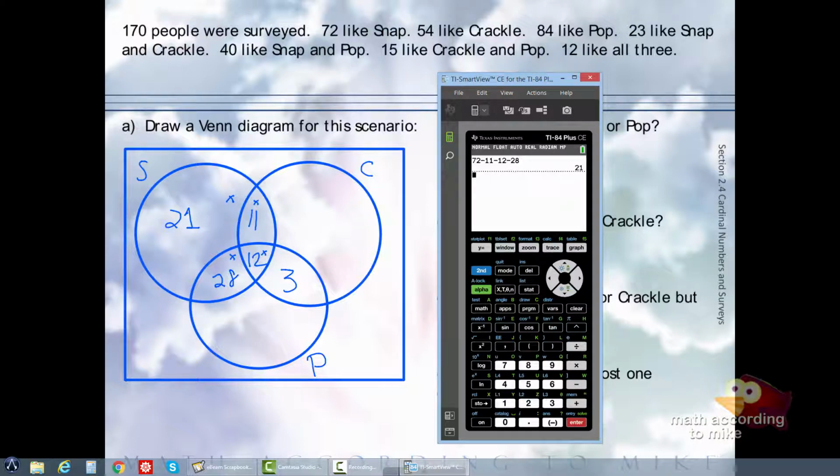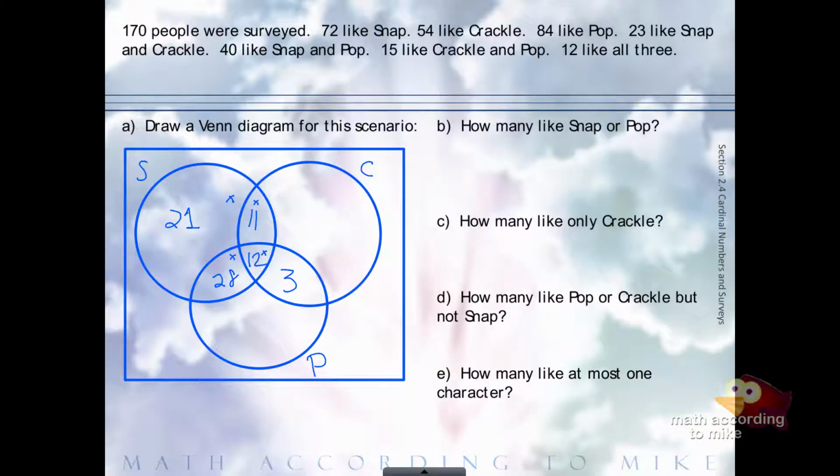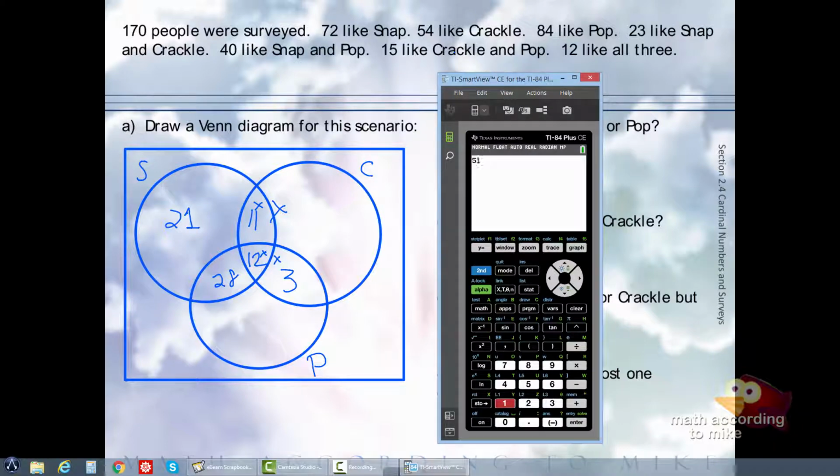Now let's deal with Crackle. There's 54 total in the Crackle. Actually, let me mark this out real quick. So, these 4 sections deal with Crackle. Oh, I wrote 51 there. Sorry about that. So out of the 54, we can take out the 11. We can take out the 12 and the 3. So that means there's 28 left over.